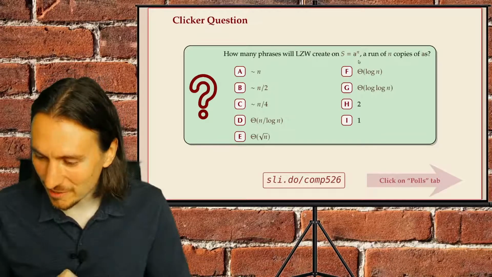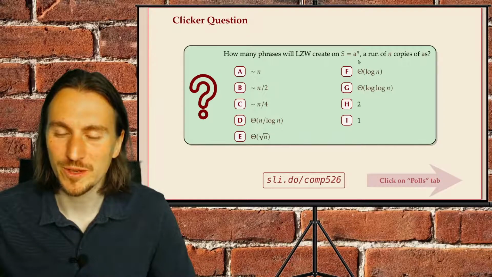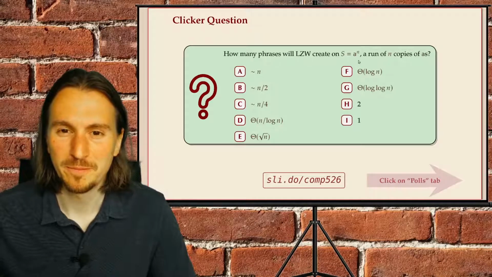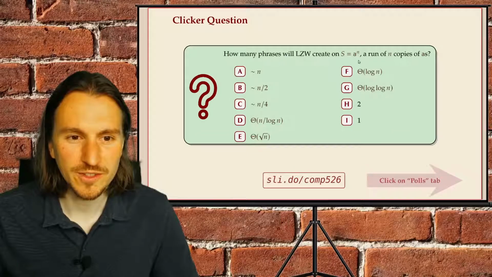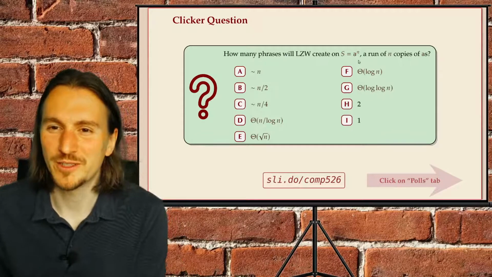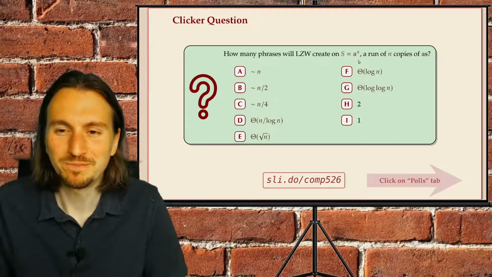Remember, something like run length encoding would really compress this very well. And it's an interesting question to ask yourself, what would Lempel-Ziv-Welch behave like? What would happen?